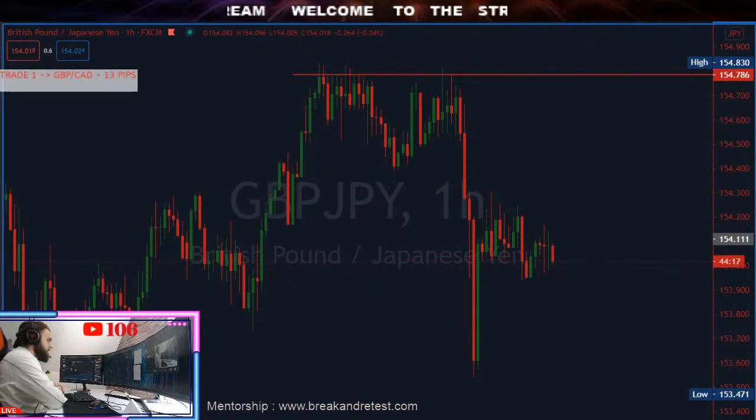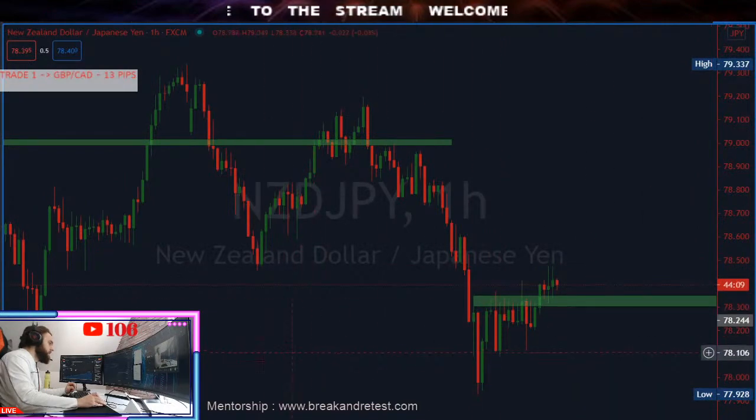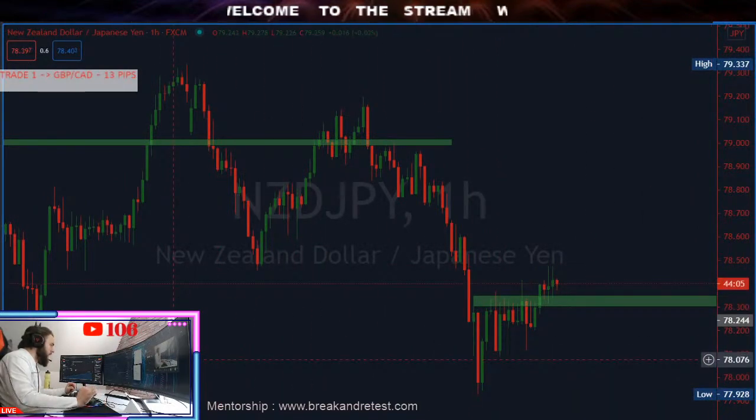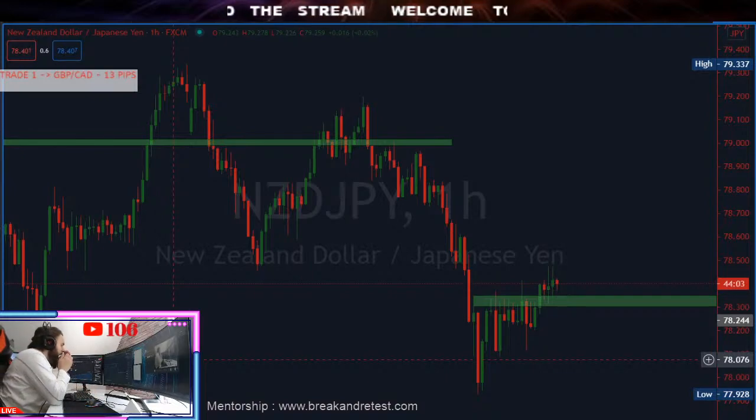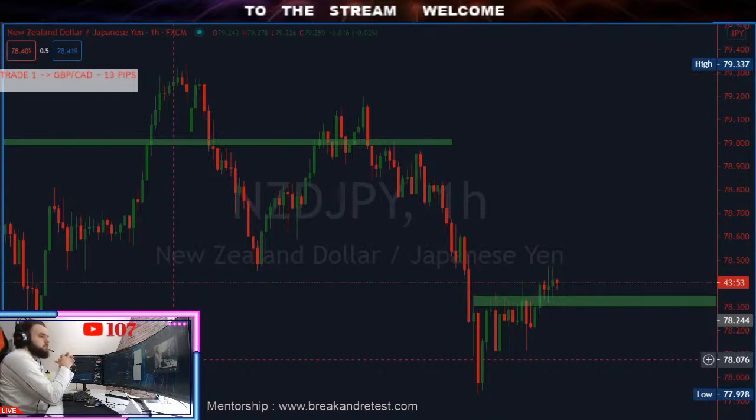Could you go to NZDJPY for a second? I ask you, NZDJPY. Yeah. To make it bigger on the last consolidation, like zoom it a bit more.